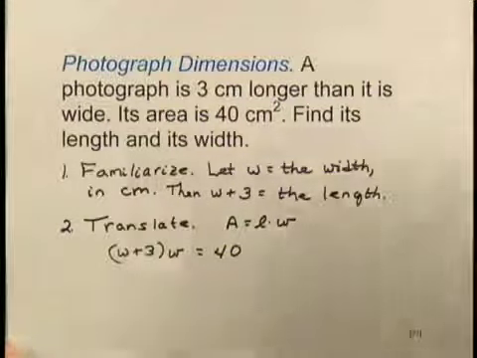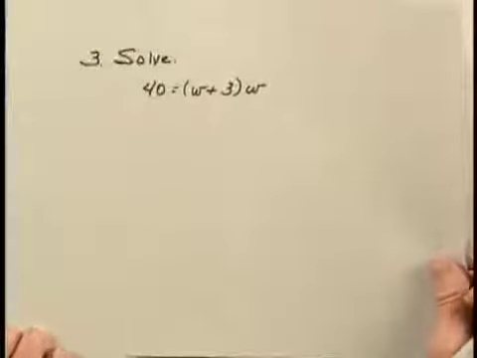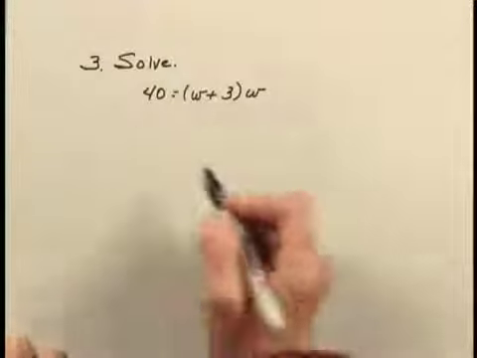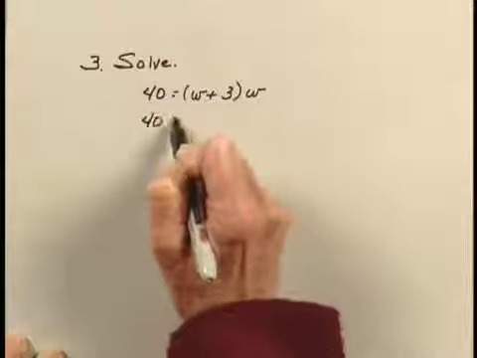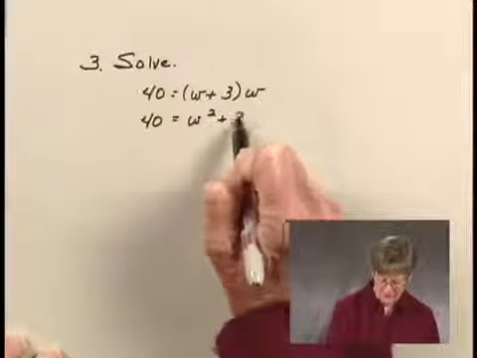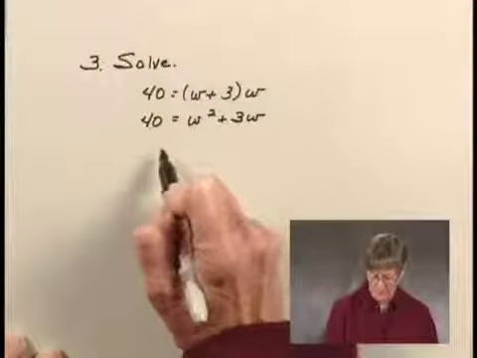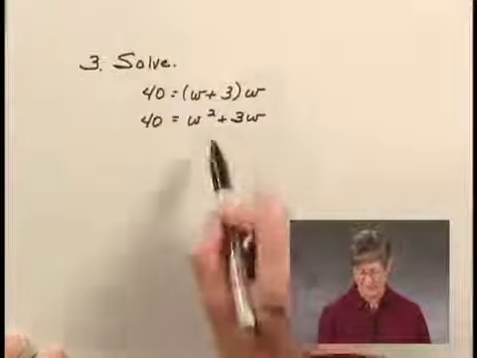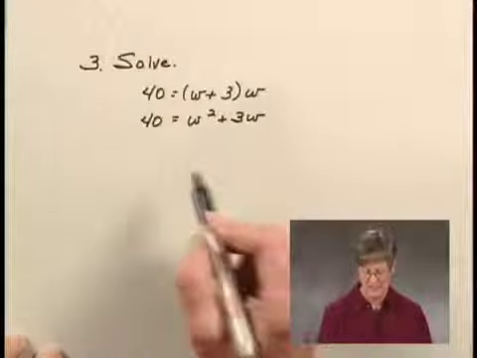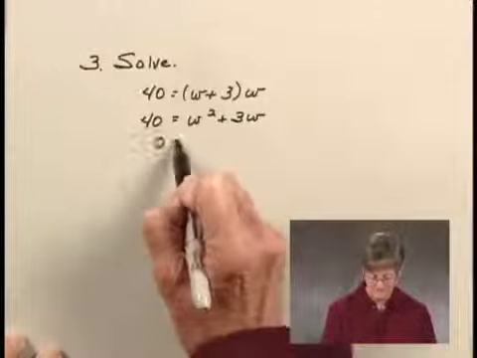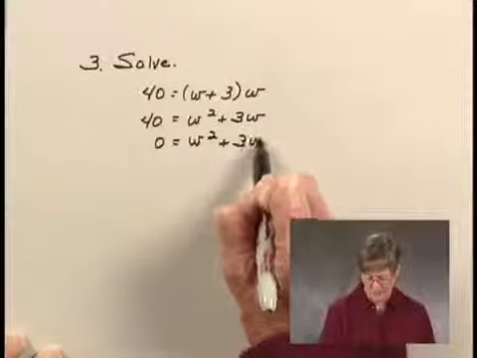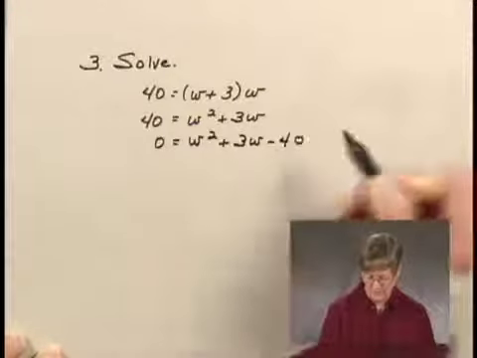Now let's go to the third step and solve this equation. Here I have it written in the opposite order, but it's still the same equation. We can write 40, and doing the multiplication on the right-hand side, equals W squared plus 3W. I'm going to subtract 40 on both sides because I have a second-degree equation here, a quadratic equation, and I want 0 on one side. So when I subtract 40 on both sides, I get 0 is equal to W squared plus 3W minus 40.